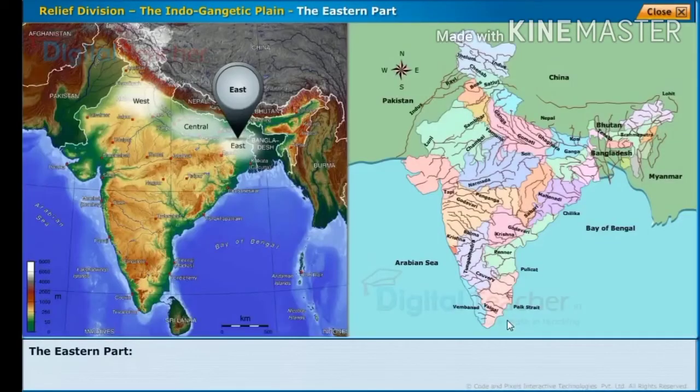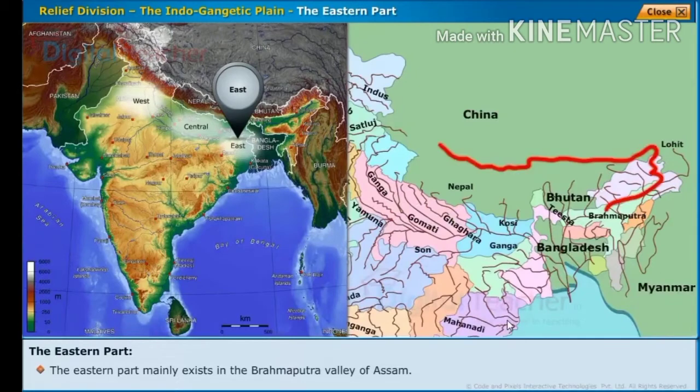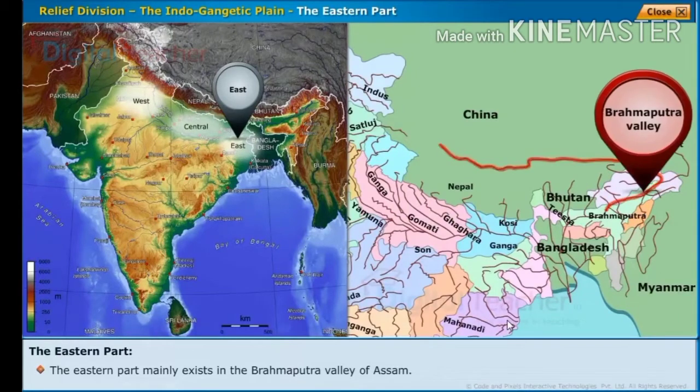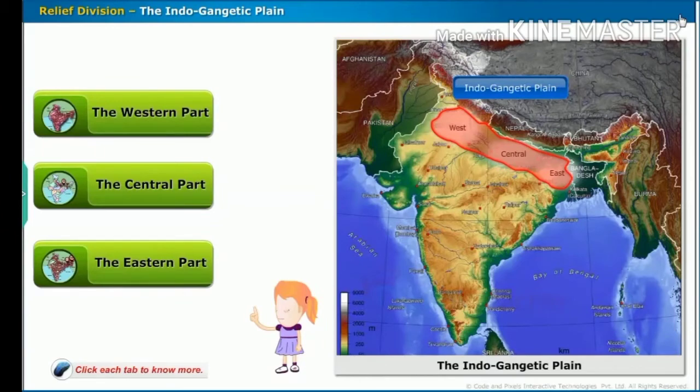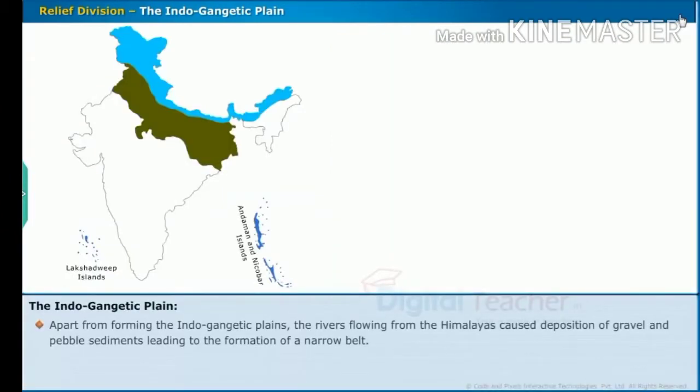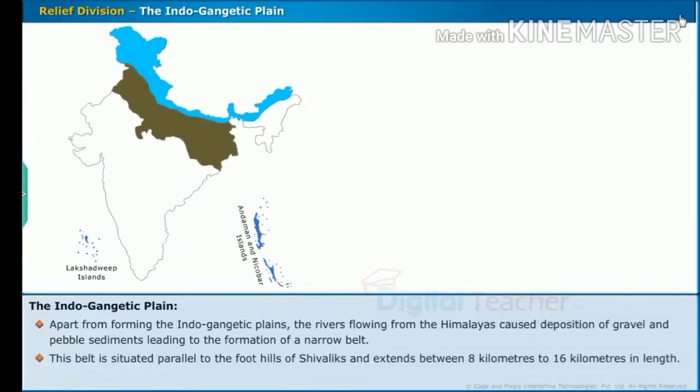The eastern part. The eastern part mainly exists in the Brahmaputra Valley of Assam. Apart from forming the Indo-Gangetic Plains, the rivers flowing from the Himalayas cause deposition of gravel and pebble sediments, leading to the formation of a narrow belt. This belt is situated parallel to the foothills of Shivaliks and extends between 8 kilometers to 16 kilometers in width.